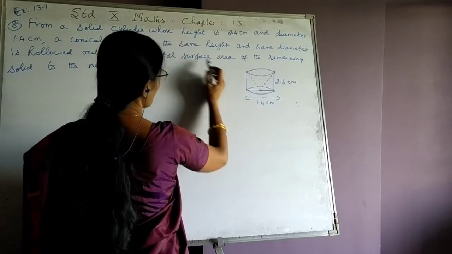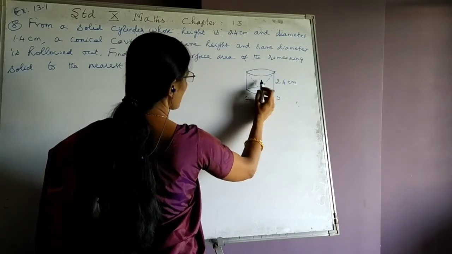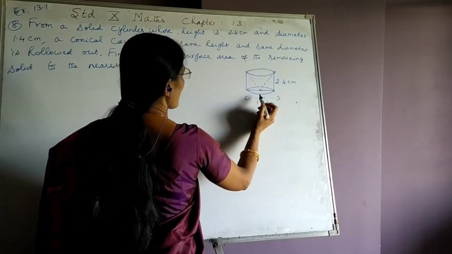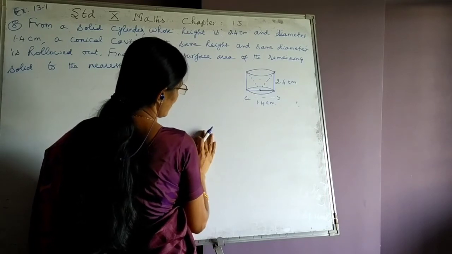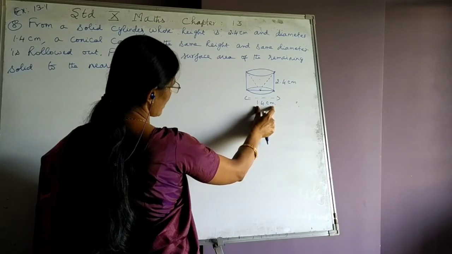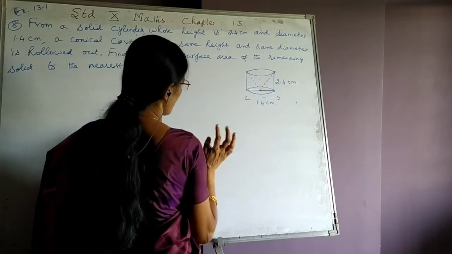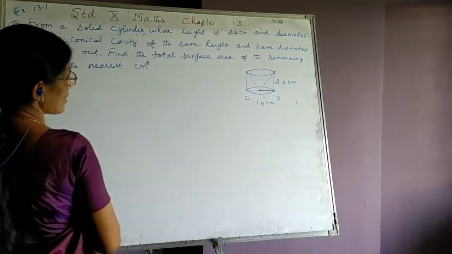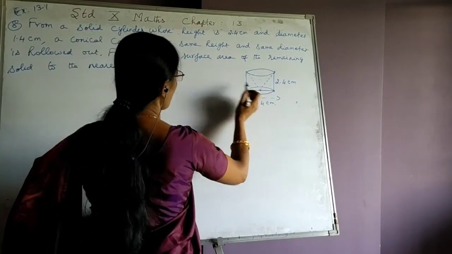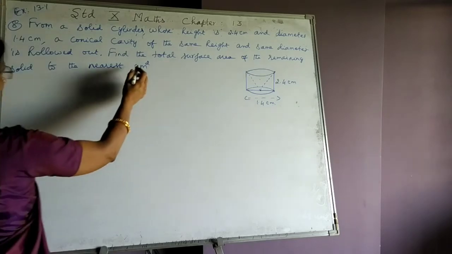Also given the height of the cone and the diameter of the cone are equal to the diameter and height of the cylinder. So here we should take the diameter of the cone and cylinder as 1.4 centimeter. Height of the cone and height of the cylinder is 2.4 centimeter. The height and diameters are equal for the cone and for the cylinder. The question is, find the total surface area of the remaining solid to the nearest centimeter square.